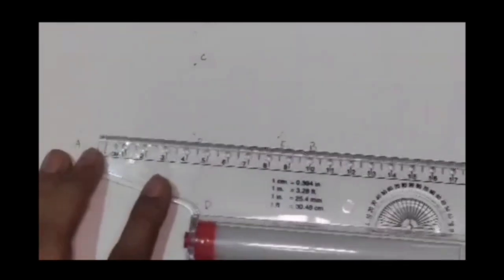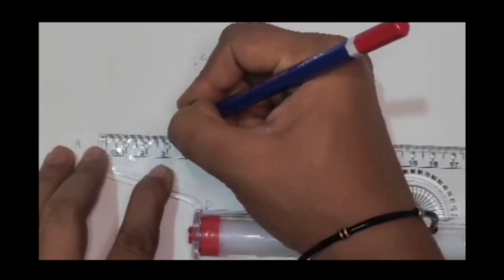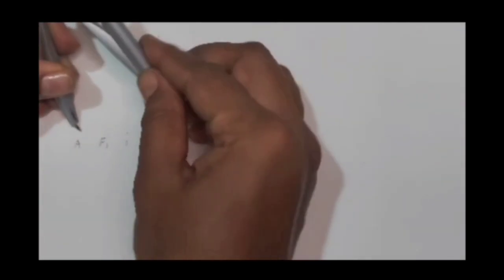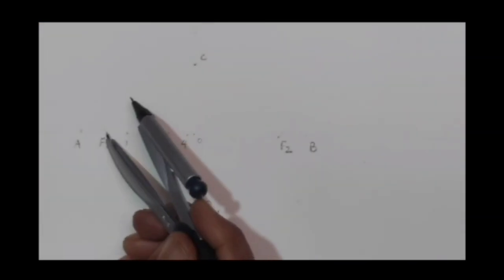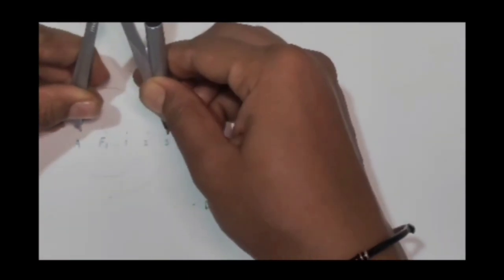The next step is to divide F1O roughly into equal parts. I divide F1O equidistantly into 4 points. Next, take the distance A to 1, that is A1, place the metal point on F1 and mark on both sides of the major axis. With the same distance, place the metal point on F2 and mark on both sides of the axis. Next, again take the distance A to 2 and follow the same procedure.